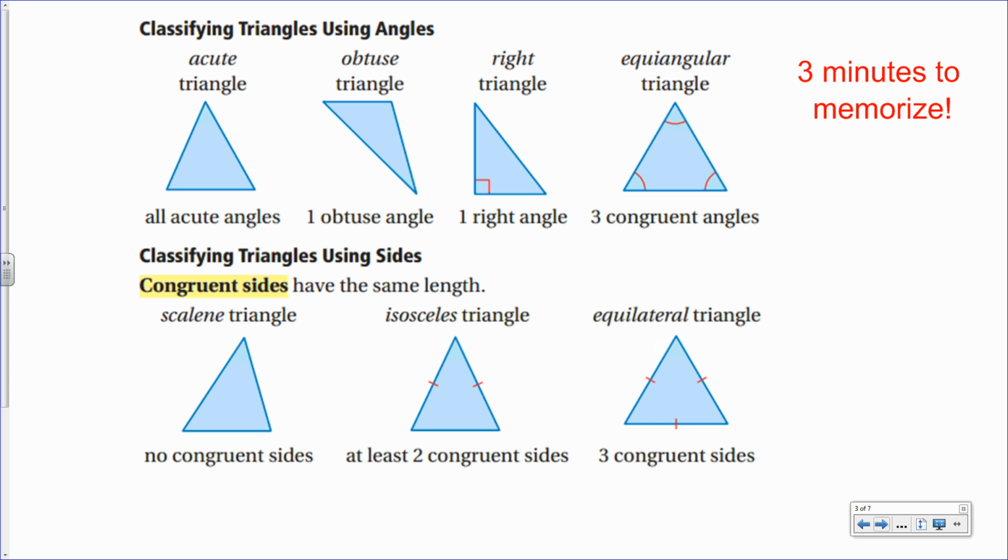So here you should have in your note packet this same page. And I want you to take 3 minutes, and I want you to look at this and memorize it. Look at the acute triangle, obtuse triangle, right triangle, and equiangular triangle. Look at the attributes of each of those that are listed under them. And then look at classifying triangles using their sides, the scalene triangle, isosceles, and equilateral. When you're done studying that, turn this back on.